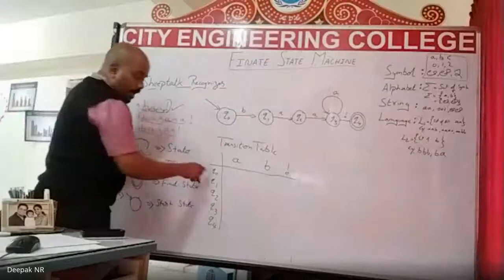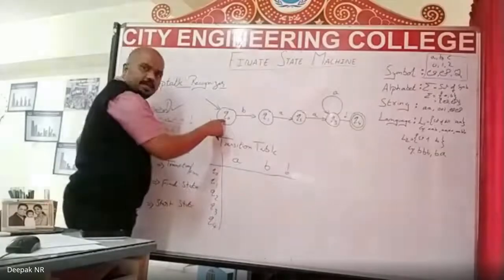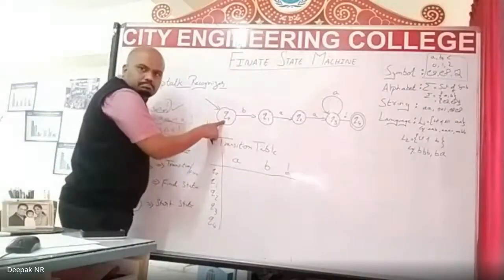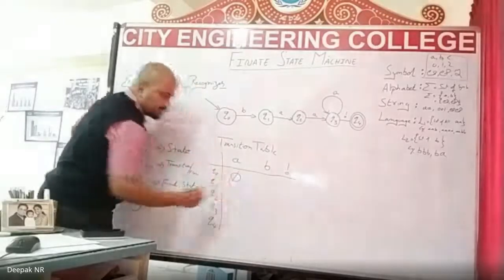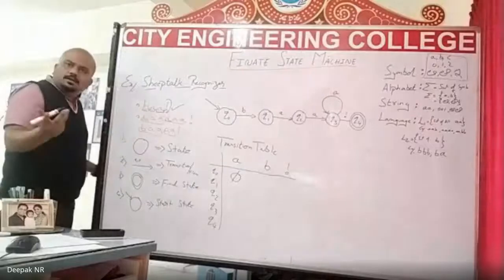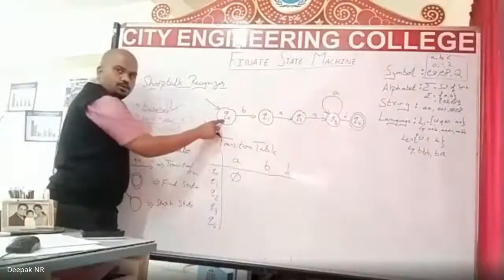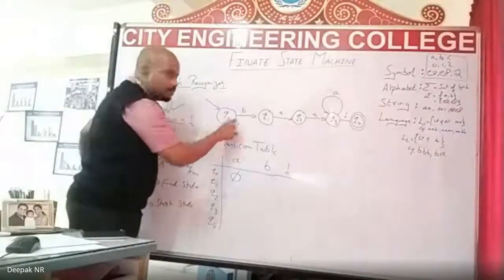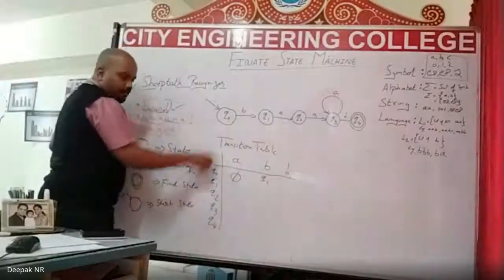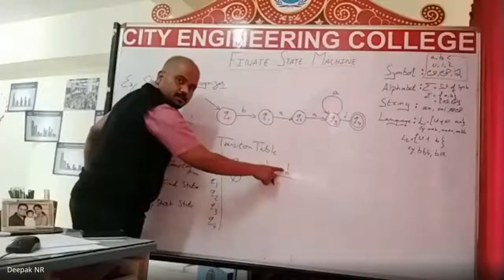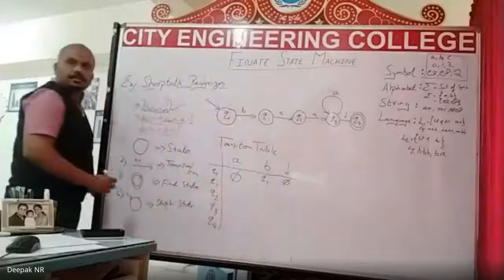Now I'm in a state called Q0. If I use a symbol A, where am I going? I'm not going anywhere, so I use null. I don't know anywhere, I will stop. I'm in a state called Q0. I get a symbol B. Where am I going? I'm going to Q1, so I write Q1 here. I'm in Q0. If I get the symbol exclamatory, where will I go? I write null. Clear, guys?